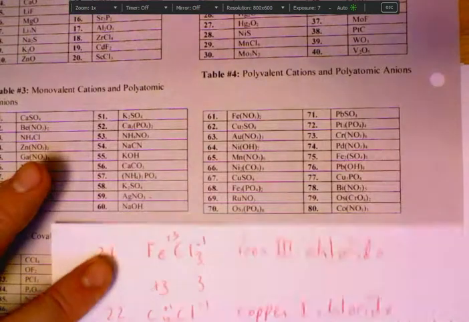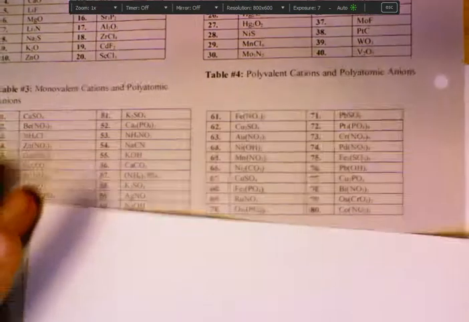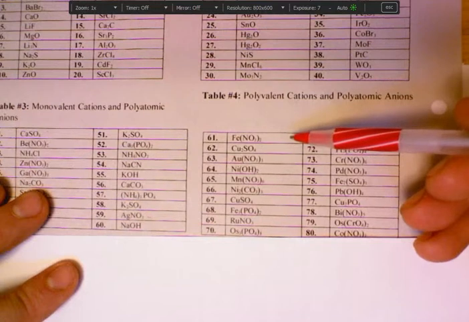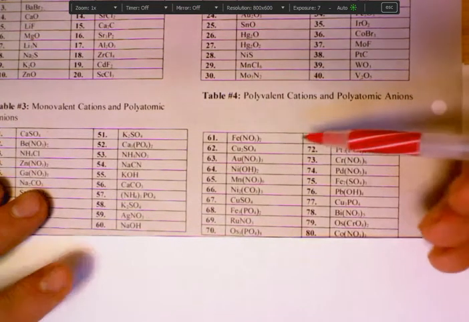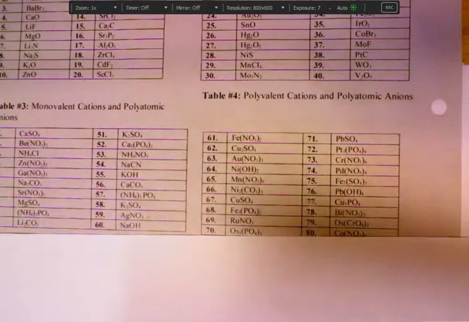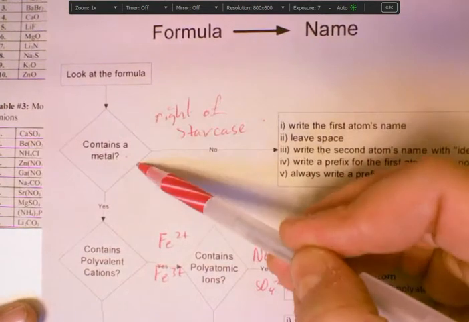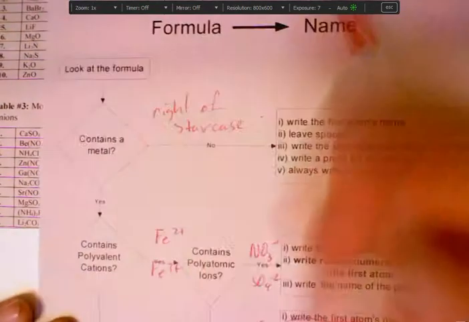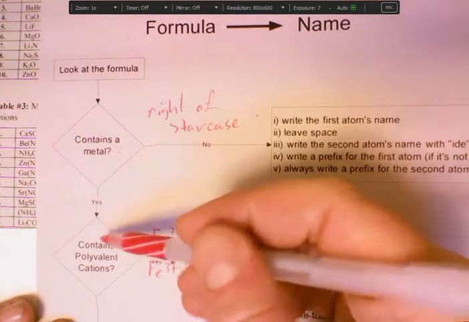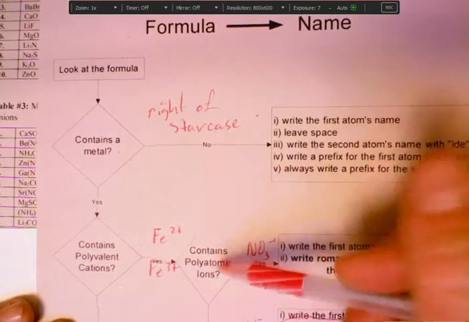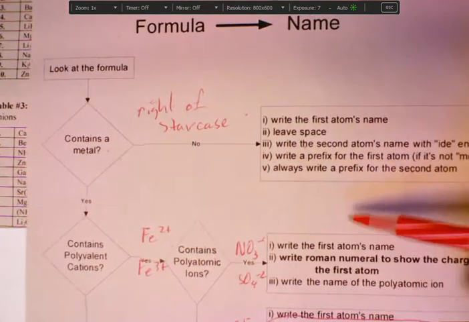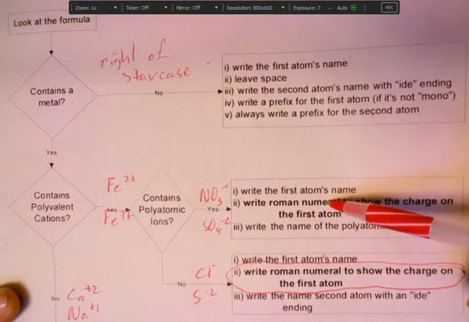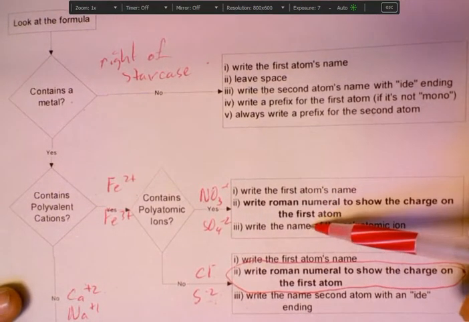All right, on to table 4. This one has polyatomic ions, and they're also polyvalent ions. And so on our flow chart, we start off with, do they contain a metal? Yes. Is there polyvalent cations? Well, the first example there was iron 3 nitrate or iron 2 nitrate. And so we know that for sure, and we know they're polyatomic ions, so all we're going to do is write the first atom's name, write the Roman numeral to show the charge on the first atom, and then we're going to write the name of the polyatomic ion.